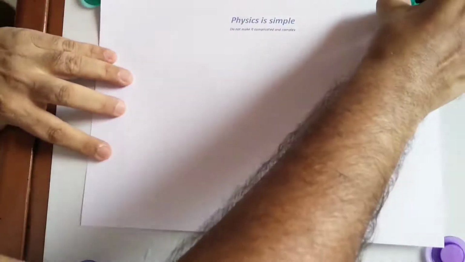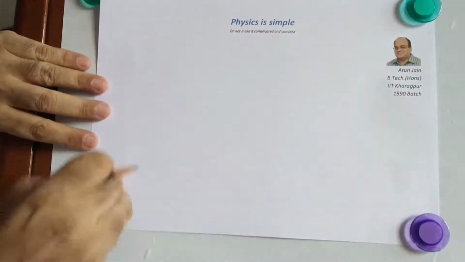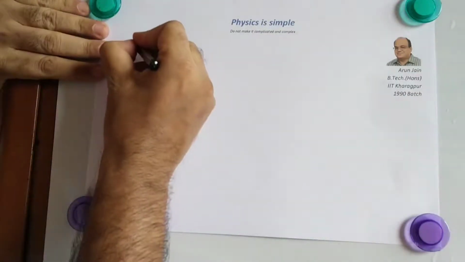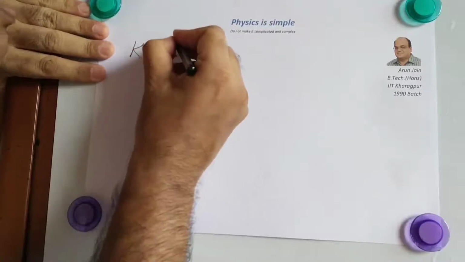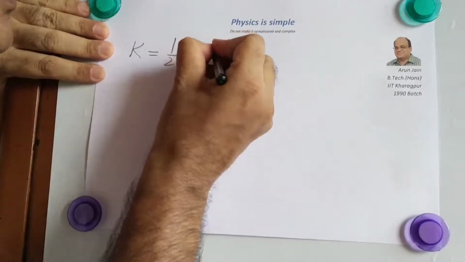If we look at kinetic energy, it will simply be given by half mv square. So kinetic energy is half mv square. Velocity equation already we know. So we can write the equation of kinetic energy also very easily. Kinetic energy is half mv square.